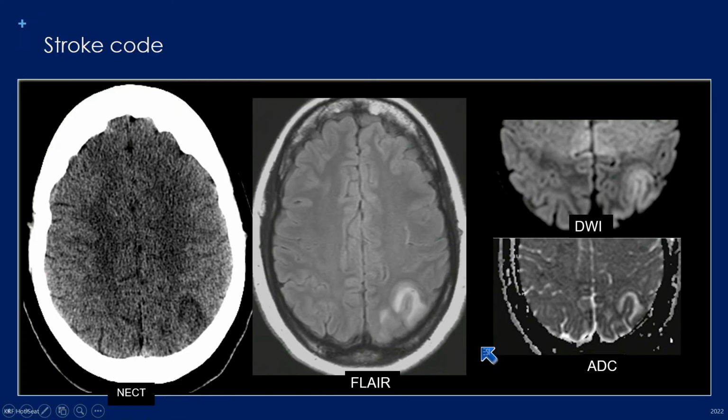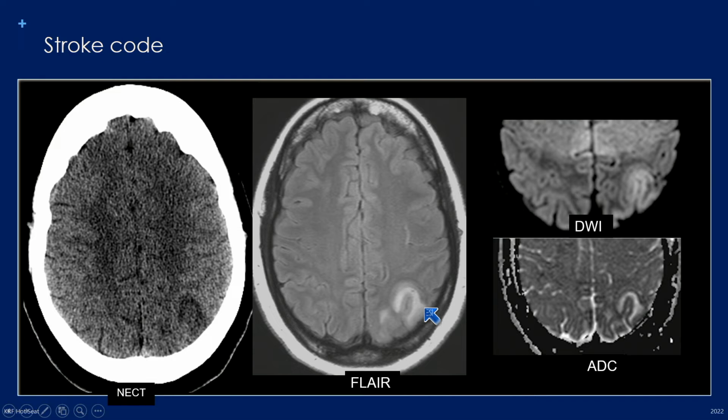Okay, stroke code. Looking at this, we see that there's some loss of gray-white differentiation here in the left parietal lobe. It's kind of weird looking for a stroke, isn't it? Not very wedge-like. There is some loss of gray-white differentiation, but it's still some defined cortex. The FLAIR helps us better see the extent of the abnormality.